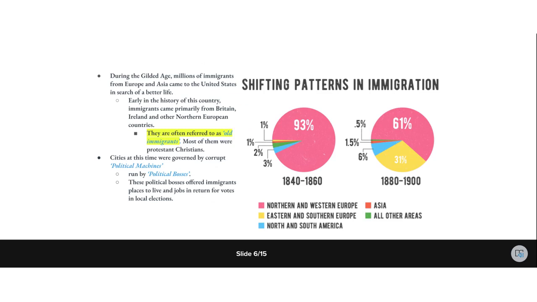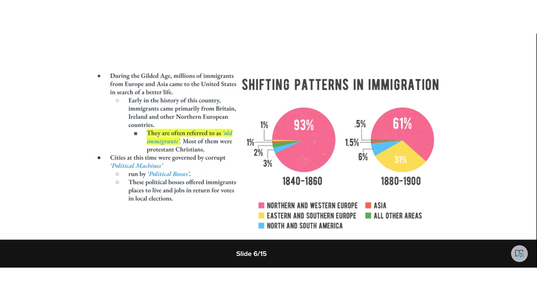Cities at this time were governed by corrupt political machines, which were run by political bosses. And these political bosses offered immigrants places to live and jobs in return for votes in local elections. So they'd say, like, hey, we know where to find you an apartment, and we know a factory that's hiring for jobs right now, and we can get you those things right off the boat.